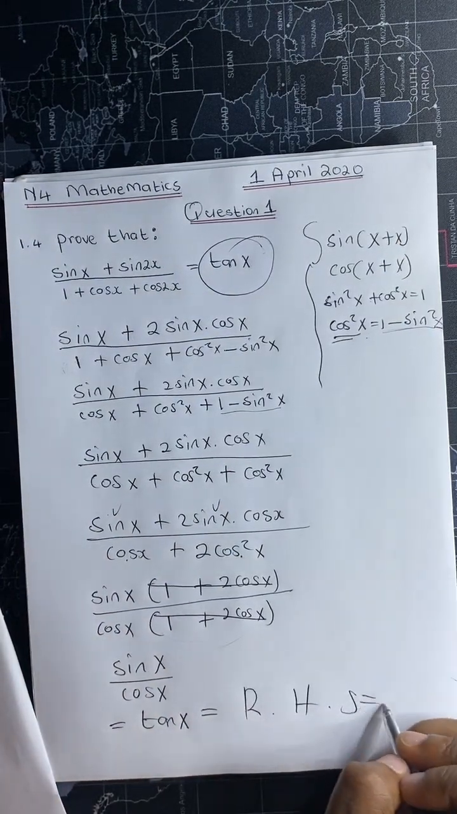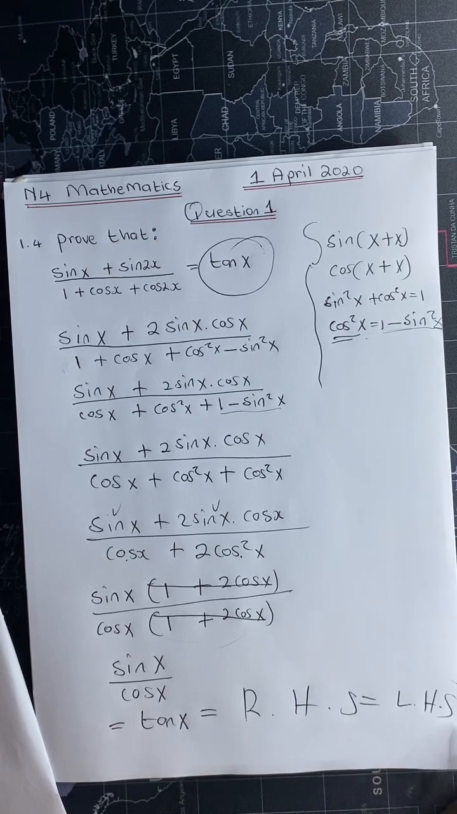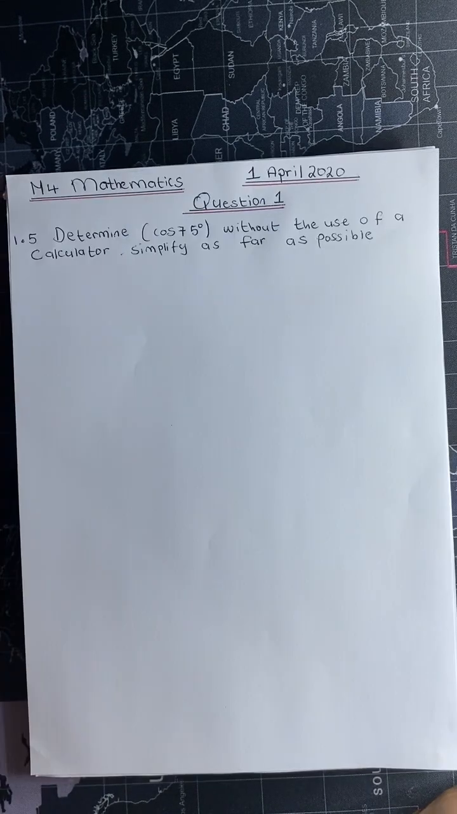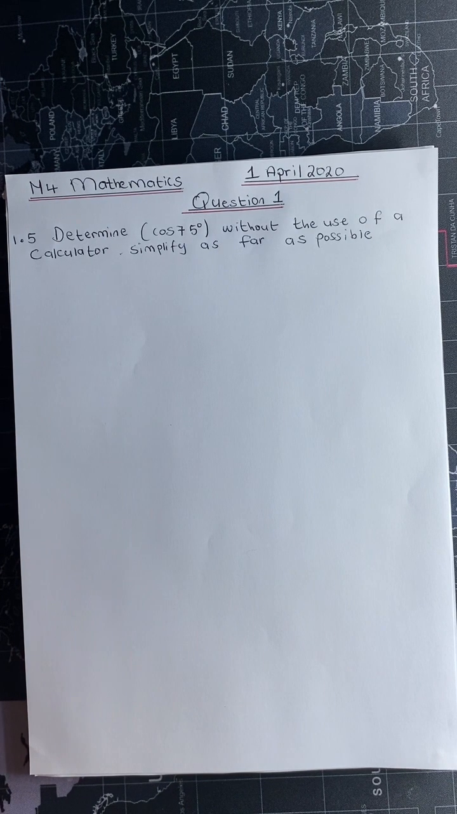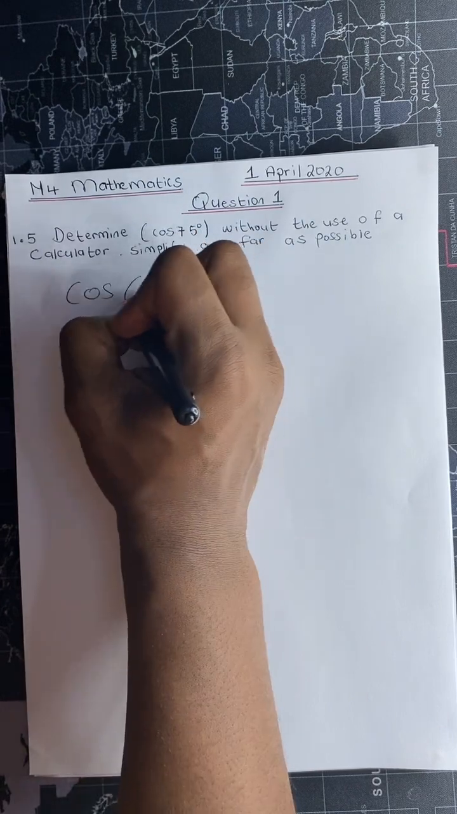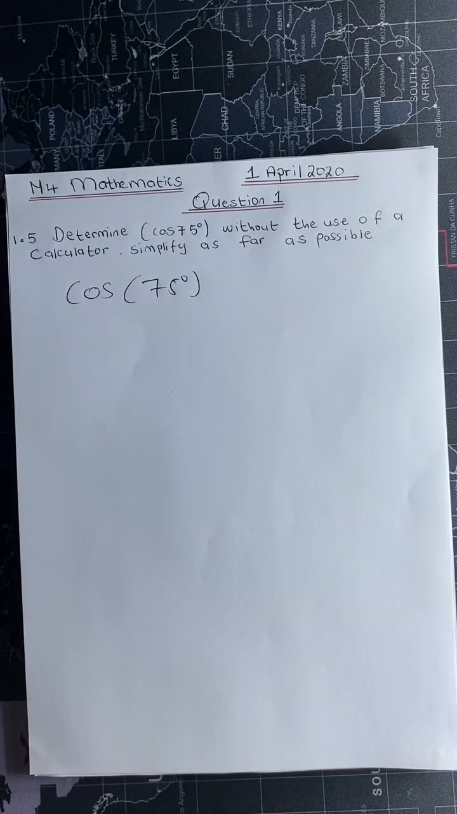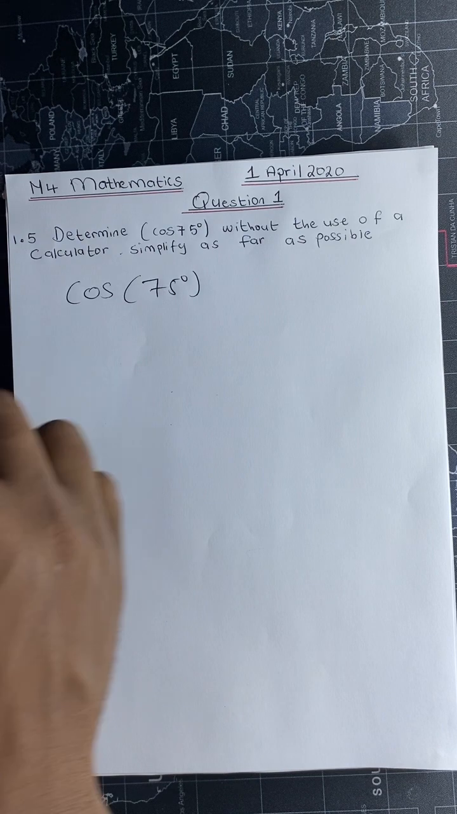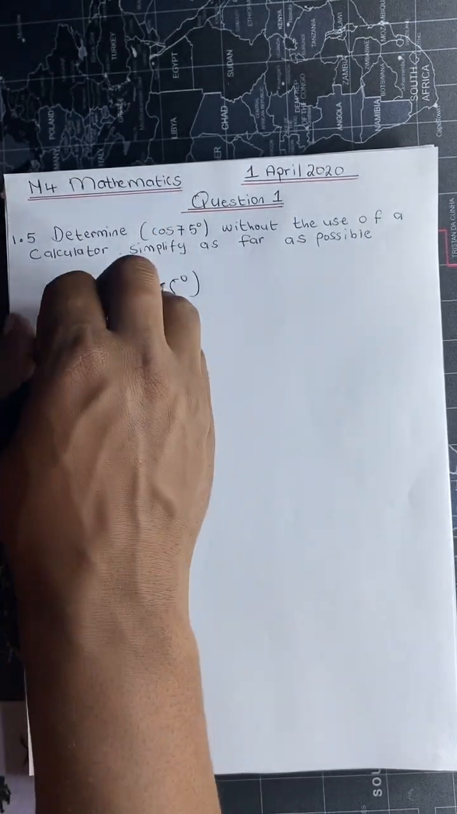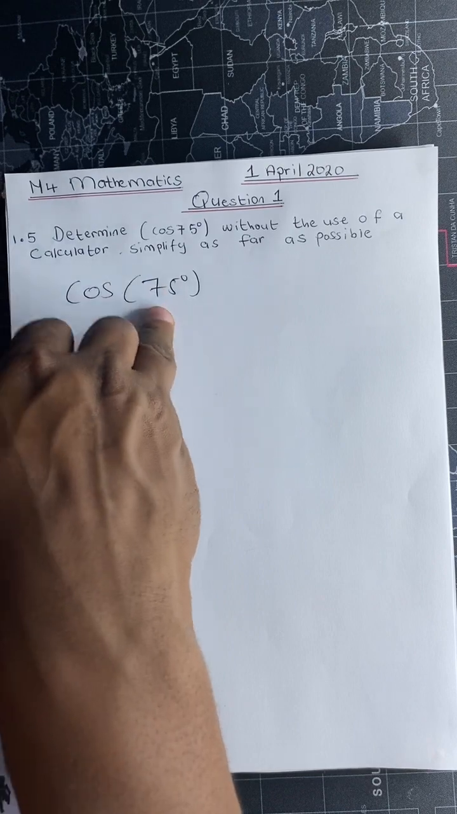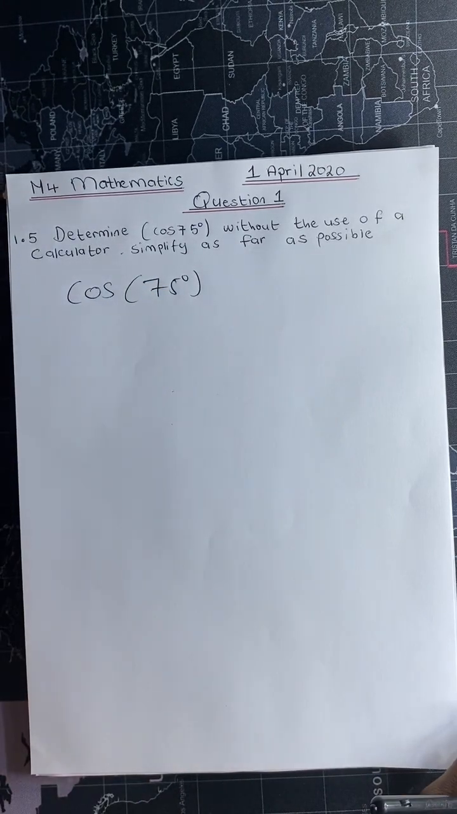So left hand side is equals to right hand side. Determine cos of 75 degrees without the use of a calculator, and we have to simplify as far as possible. So we have cos of 75 degrees, and we have to use special angles to find the trigonometric value of cos 75 degrees.